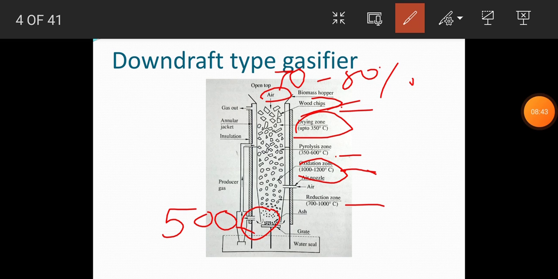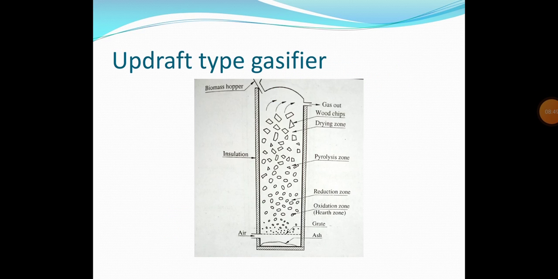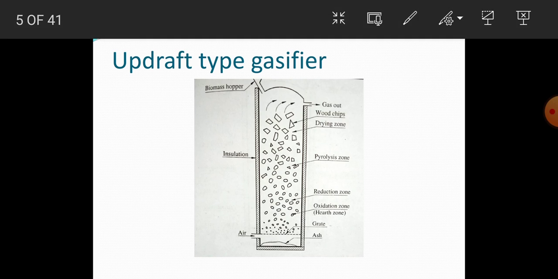Next is the updraft type gasifier. Here, as we can see, there is also a biomass hopper. The working principle is the same as the downward draft gasifier. It is also called a counterflow type gasifier. In the updraft gasifier, the air enters from below the combustion zone and the gas is drawn off at the top.